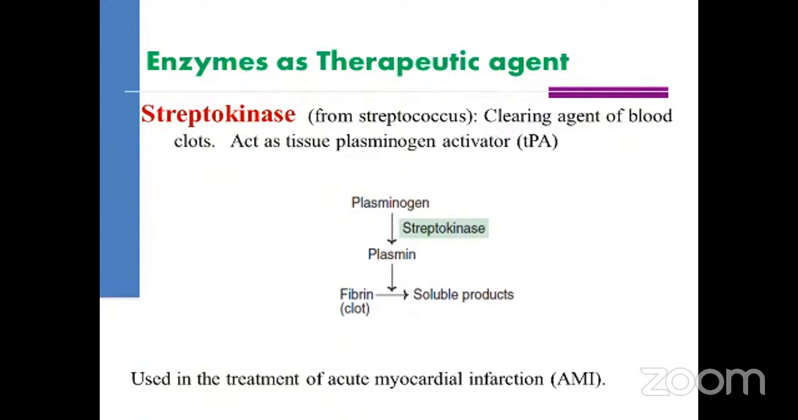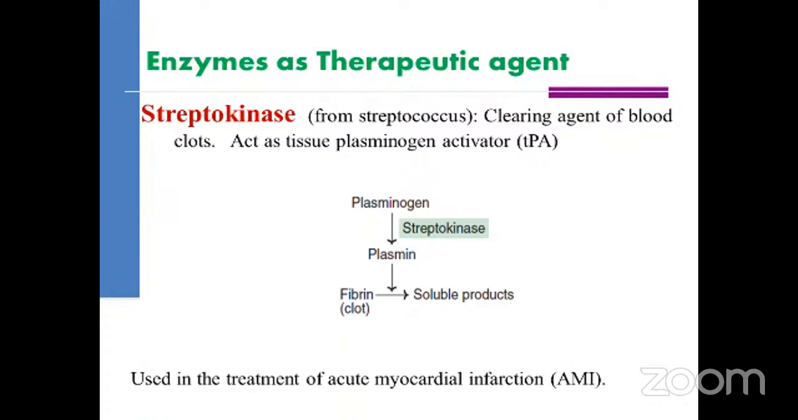So in the clotting system, what is the end product? How is the clot formed? It is mainly because of the formation of the fibrin. What is a clot? It is a fibrin. In the clotting system, you see ultimately the last product, fibrinogen, is converted into fibrin.